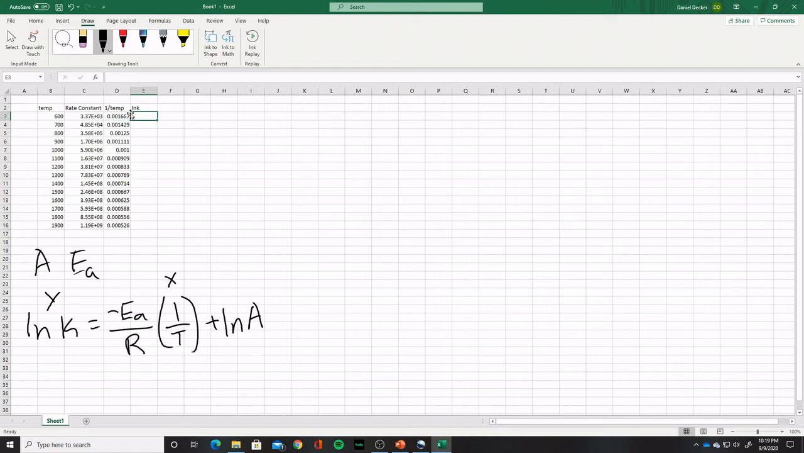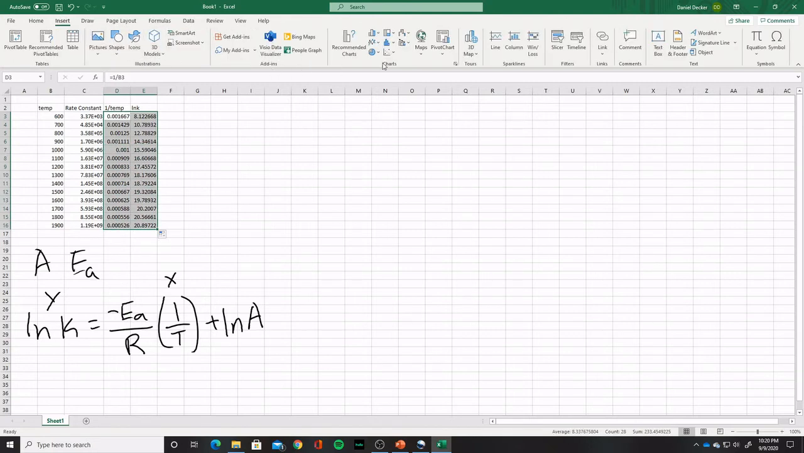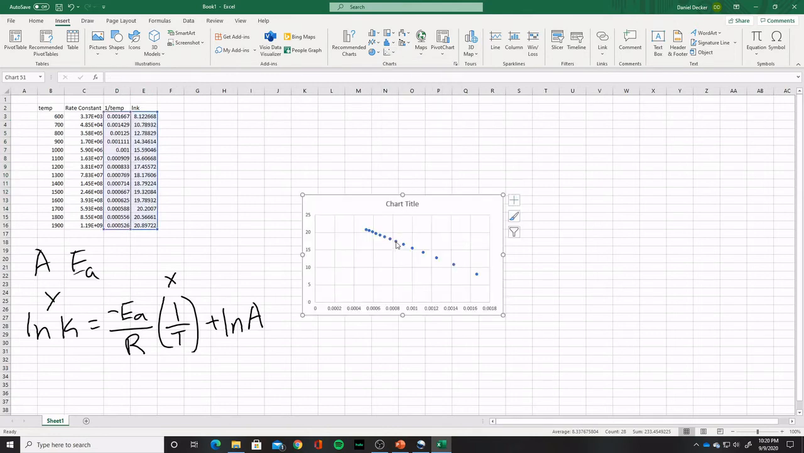So I'm going to go here and say this cell is equal to ln, open parentheses, that cell, close parentheses, and then do the same for all the rest. And hopefully, this will give me a nice straight line. Looks pretty straight to me.